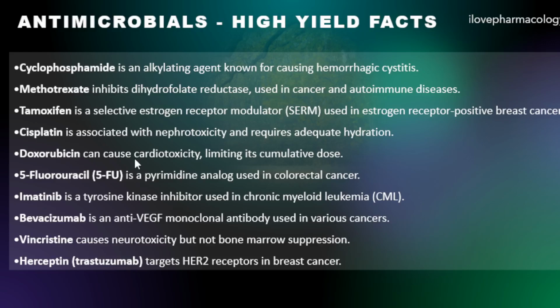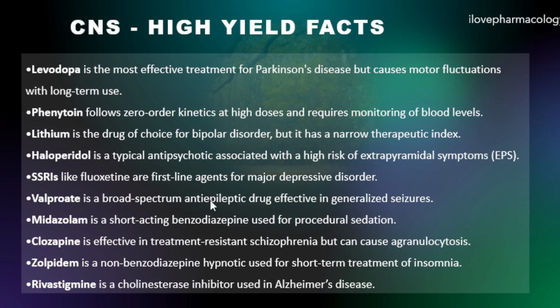lung cancers. So next, coming to the CNS, as you know, levodopa is the drug of choice in Parkinsonism. It is the most effective treatment for Parkinson's disease, but it can cause motor fluctuations with long-term use. So phenytoin follows zero order kinetics at high dose, and the rest of the time it requires monitoring. And lithium is a drug of choice for bipolar disorder, and it also has a narrow therapeutic index. Lithium is a drug of choice for bipolar disorder.